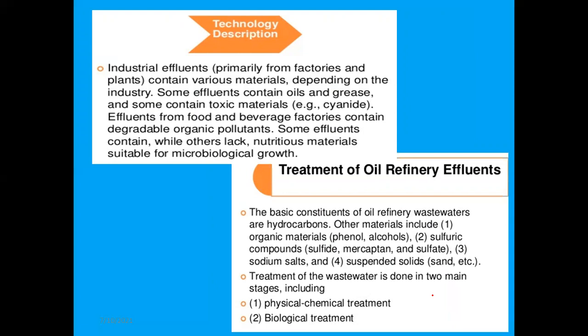Industrial effluents contain various materials and chemicals depending on the industry. If you are using chemical industries or textile industries, we will get some sort of industrial effluents. If you are using leather industries, we will get some sort of industrial effluents. If you are using food industries, we will get some sort of effluents. Some effluents contain oils and grease, and some contain toxic materials. Effluents from food and beverage factories contain degradable organic pollutants. Some effluents contain, while others lack, nutritious materials suitable for microbiological growth.